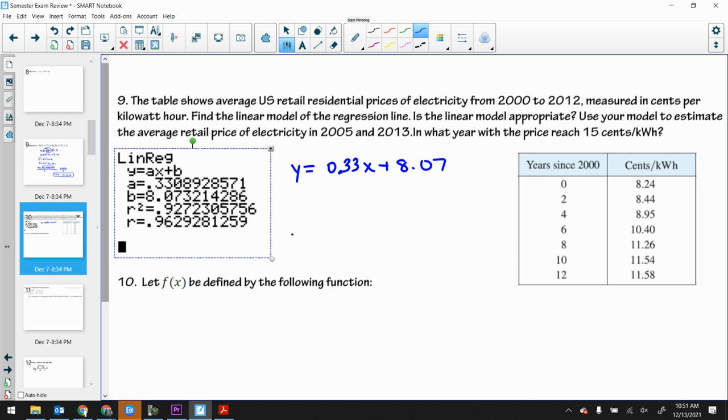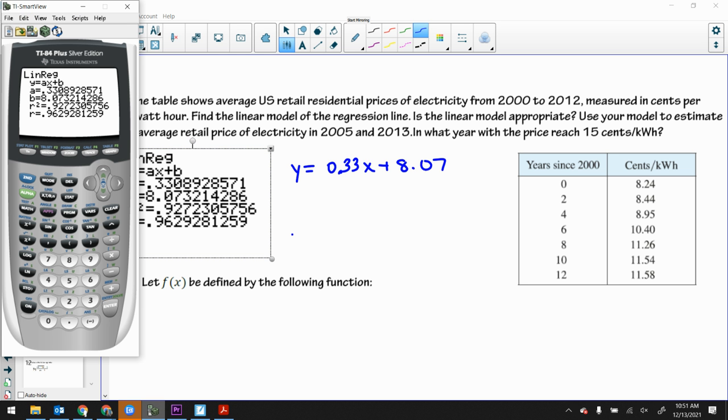Find the linear model. Done. Is the linear model appropriate? Talked about it. Use your model to estimate the average retail price of electricity in 2005 and 2013. So now let's do it in our calculators. I'm going to go into y equals. I'm going to turn off my plot too. Remember, it's in vars, statistics, EQ. And there's my regression equation. Vars, stat, EQ. And now I'm going to zoom stat this.